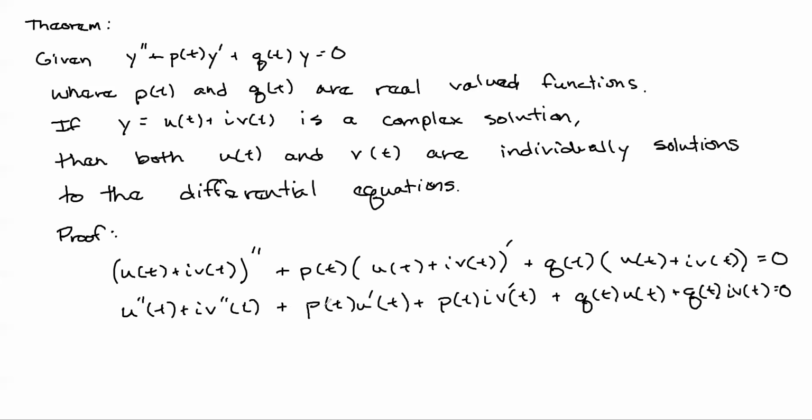And then the next step, we're going to go through and split these things apart. We're going to get the u's together in one area and the v's together in another area. So we're going to have u double prime plus p of t u prime and then plus q of t u of t.